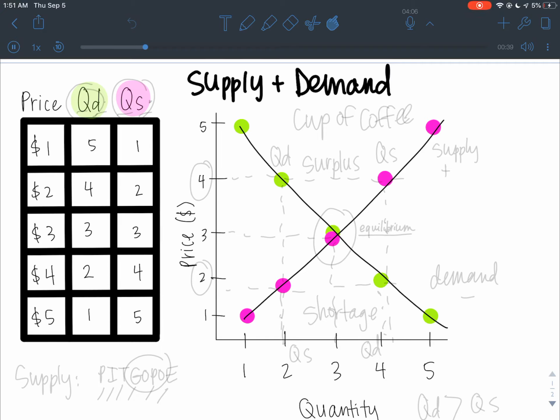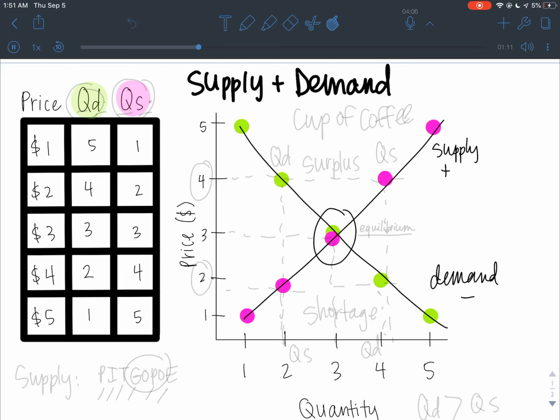The general trend for the supply schedule is, as the price increases, the quantity also increases, which makes it a positive slope. And for the demand, as the price increases, the demand decreases. So moving over to a graph, this is our supply curve, and it's positive, and then this is our demand curve, and it's negative.